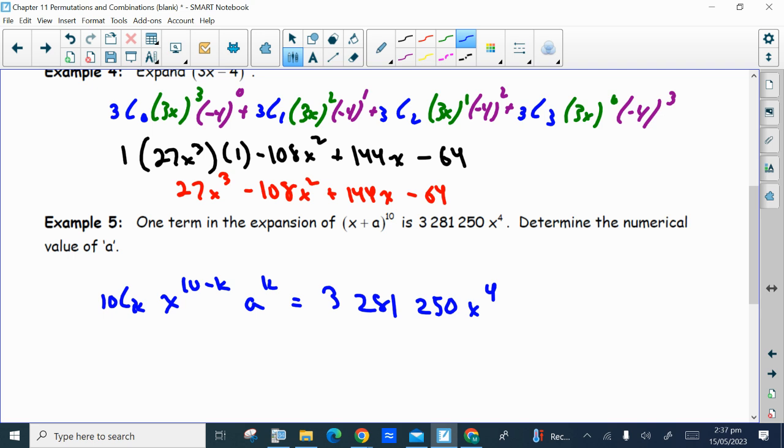Six. Why 6? Because x to the 10 minus k equals x to the 4. The power on x must equal 4 at the end. So 10 minus k, which is the power on x in our expression, has to equal 4. So therefore k must equal 6. And this just proves it.